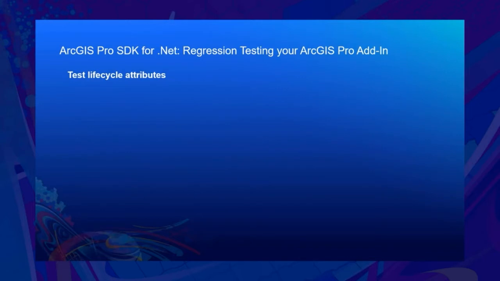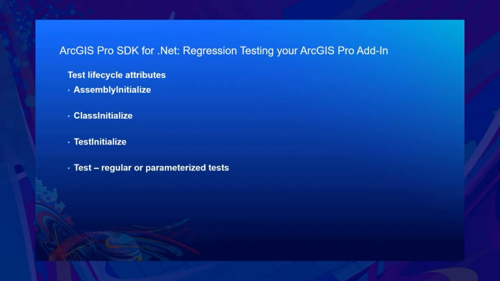The test lifecycle defines a particular order in which methods tagged with some special attributes are executed. Before any test in any test class in the assembly is executed, a method that has assembly initialized attribute gets called. The first method to execute in a test class is a method that is tagged with class initialized attribute. Before every test that is run, a method in the test class that is tagged with test initialized attribute gets called. Next, the test itself is executed.